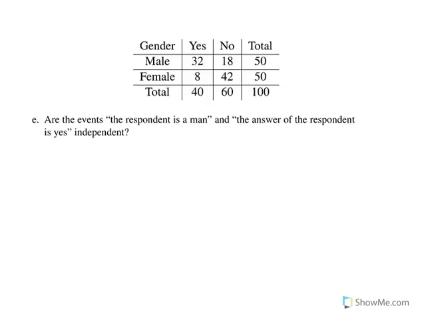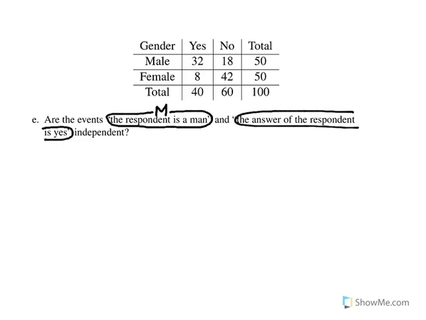Now we go to the last question here. It asks, are the events, the respondent is a man, which we abbreviated as M, and the answer of the respondent is yes, which we called the Y event, meaning yes, independent? How do you check if two events are independent?